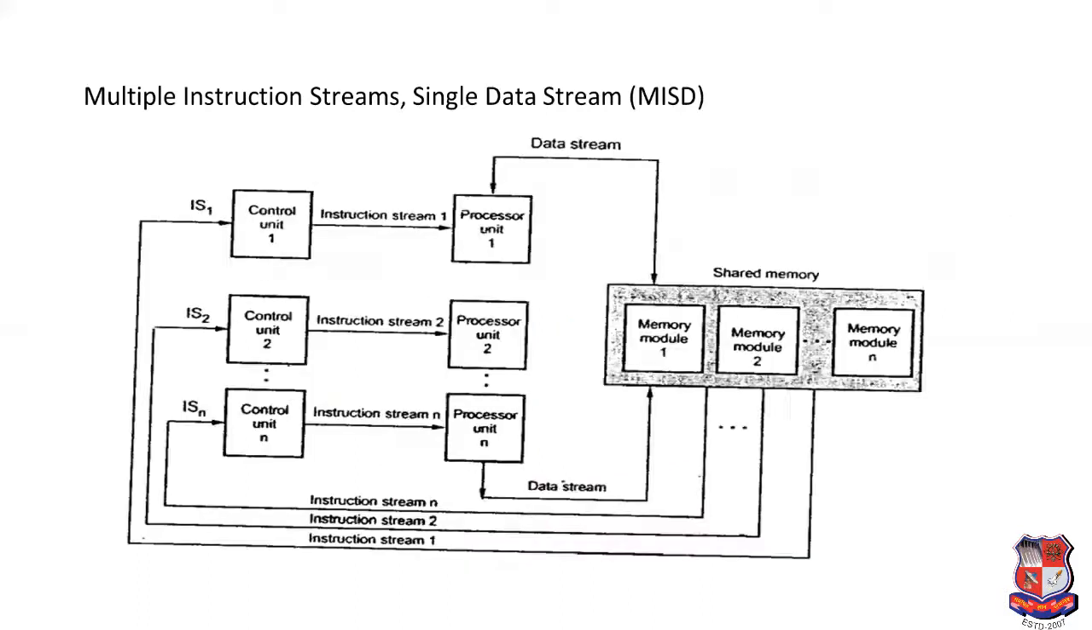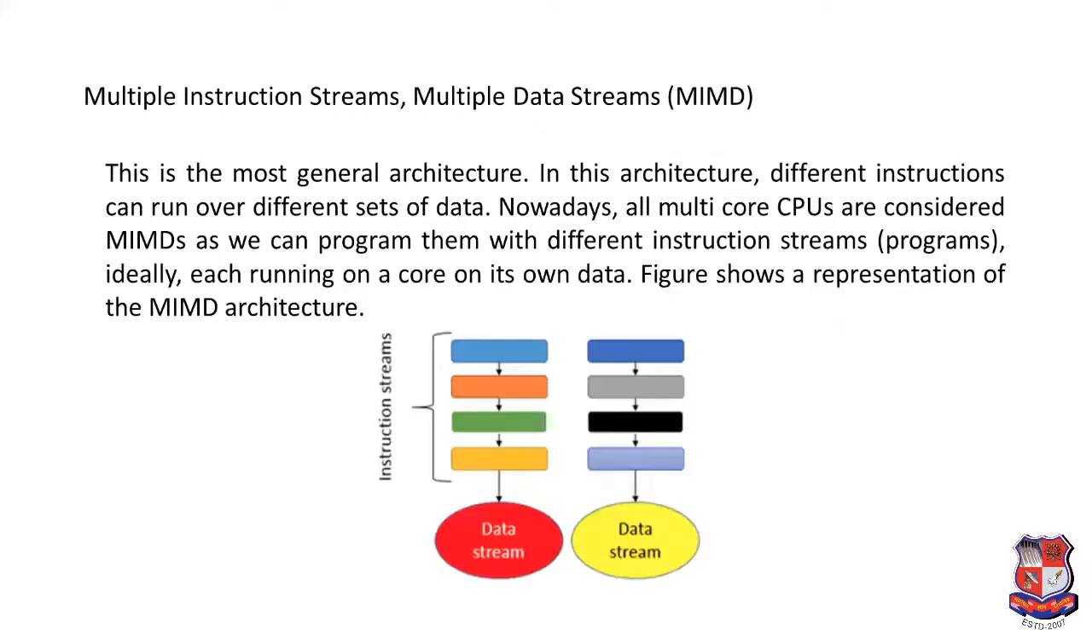Now we can check out the general architecture. In this diagram, you can see that there are control input 1, control input 2 and control input N, which are combined with processor unit 1, processor unit 2 and processor unit N, which collaborate with a number of memory modules: memory module 1, memory module 2 and memory module N. This particular architecture is known as a multiple instruction stream and single data stream. Okay, so now we can move on to the next.